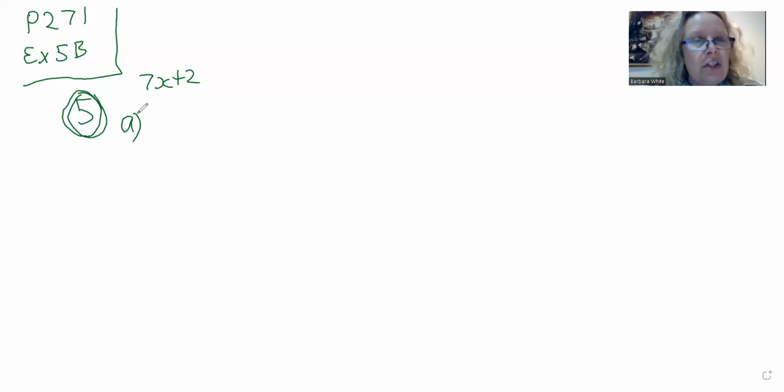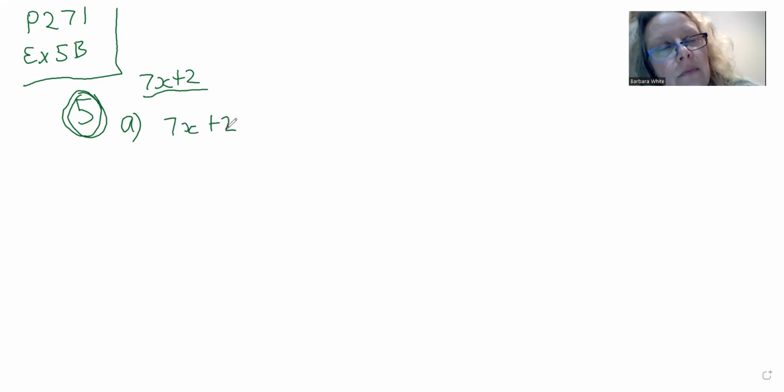Part A, and the question says, substitute the following values of x into the expression 7x plus 2. I've written it up here so I can see it because I can't have the textbook and the whiteboard open at the same time. So for A, x is 4. You're going to start by writing 7x plus 2, and then you're going to substitute the x for 4. So you're going to write 7 lots of 4 plus 2.